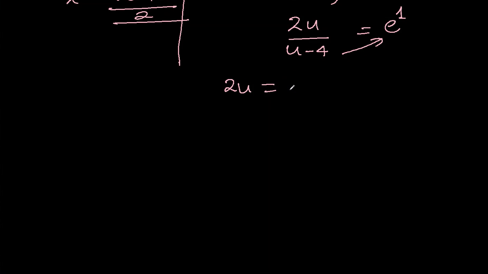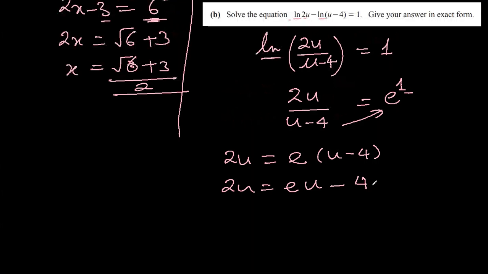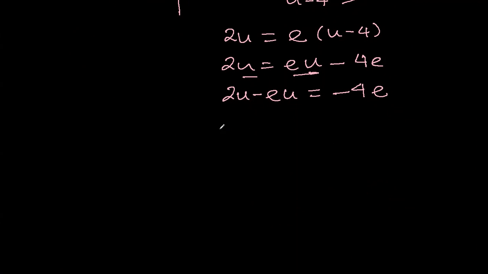We get it as 2u equal to e(u minus 4). I'm not writing the exponent 1 now because it is not needed. So 2u equal to e(u minus 4). 2u minus eu will be minus 4e. This eu I brought to the left side so that these u's can be taken common from the 2, and we can isolate in that process. So u is taken common, we are left with 2 minus e here equal to minus 4e.